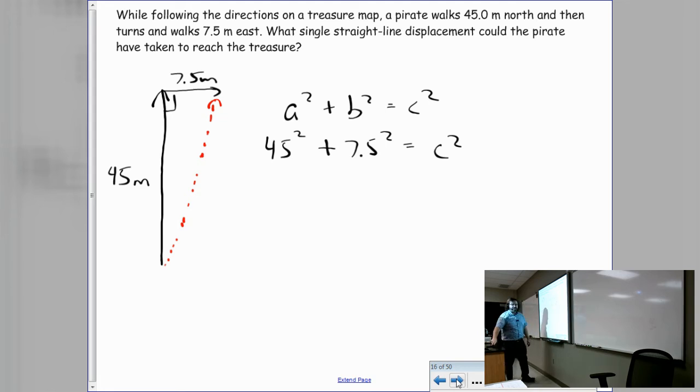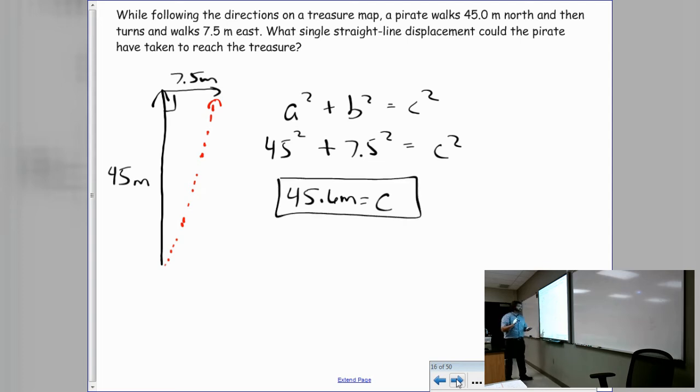Now, I'm going to have to do this in my calculator. So 45 squared plus 7.5 squared comes out to be 2081, but then don't forget to square root that afterwards. I get a value for c of 45.6 meters. I'm not done yet, but that is my answer for this portion. And again, I should always double check that the hypotenuse of the triangle should always come out to be more than its individual sides, and it did. It's not much more, but it is more.